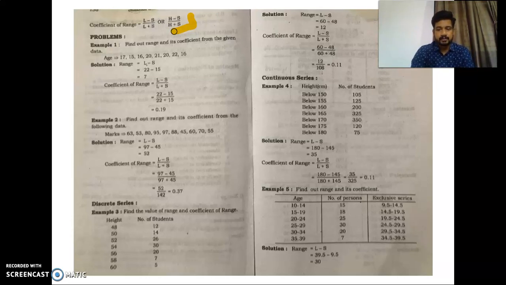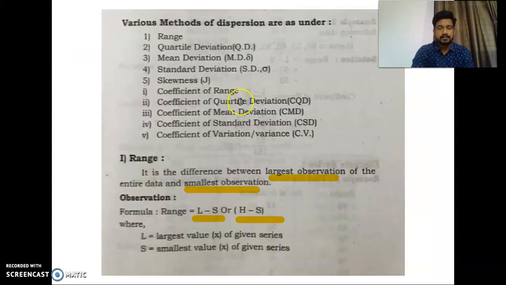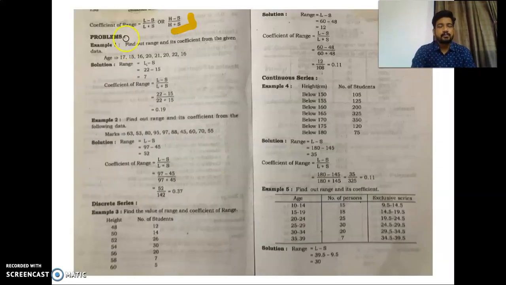The first one was range, L minus S or H minus S. This is the simple formula of range. Then we have the formula of coefficient of range, L minus S divided by L plus S. So there are two formulas for you. Now we will start the problems.